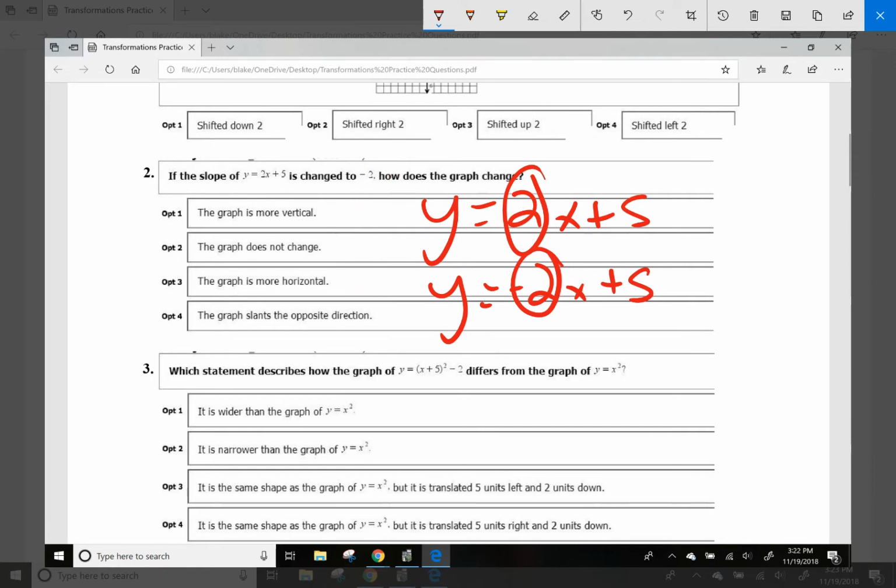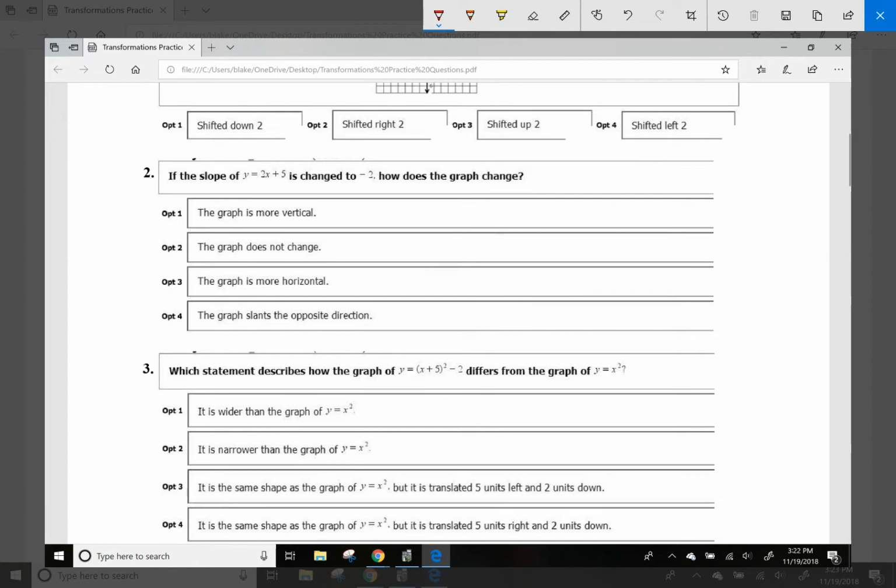If you graph these two lines, you'll see exactly that image. One's going like this, the second one's going like this. It's clearly going the opposite direction because it's putting a negative in front of the 2. By doing that, it changes the function orientation from upwards to downwards, in this case from a positive to a negative slope.